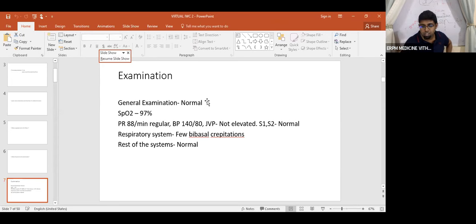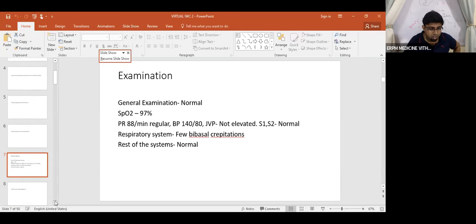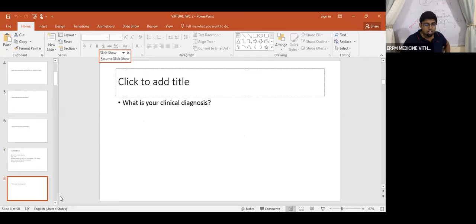There are a few crepitations at the bases of the lungs. The rest of the examination is actually normal. Okay, right, look here. So what is your clinical diagnosis now?